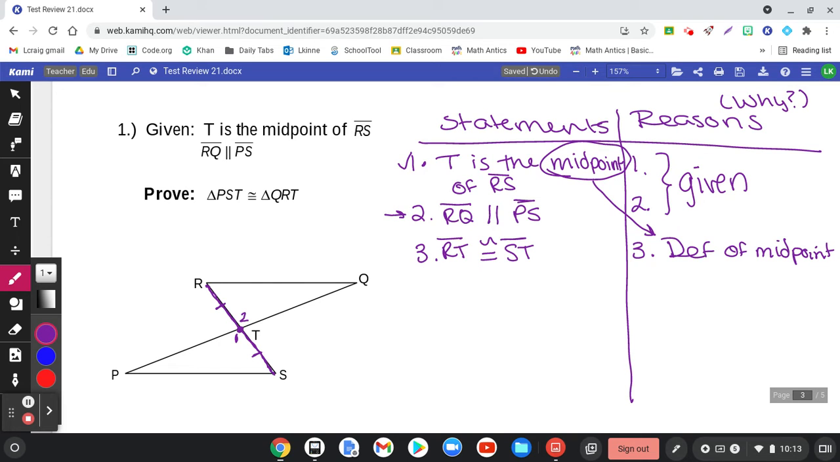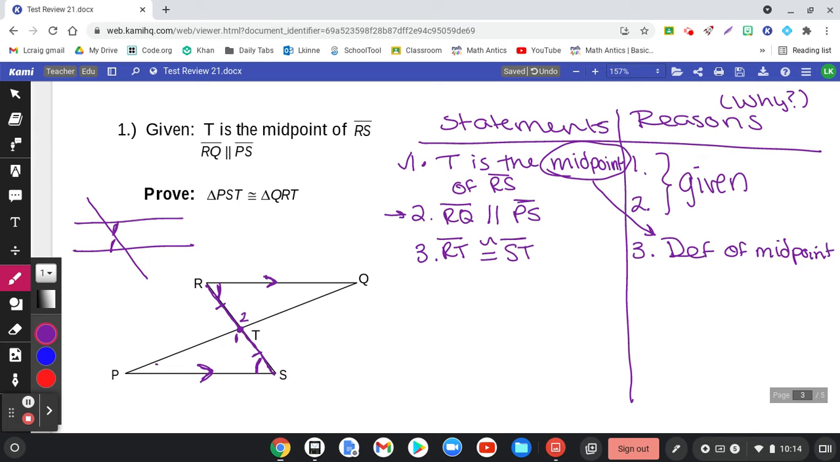It doesn't say RQ and PS are the same. It says they're parallel. So think about parallel lines. Anytime you have parallel lines and a transversal, let's look at angle R and S, for example. They are both inside the parallel lines and on different sides of the transversal. So they're alternate interior, and we know that they're the same. Q and P are also the same.